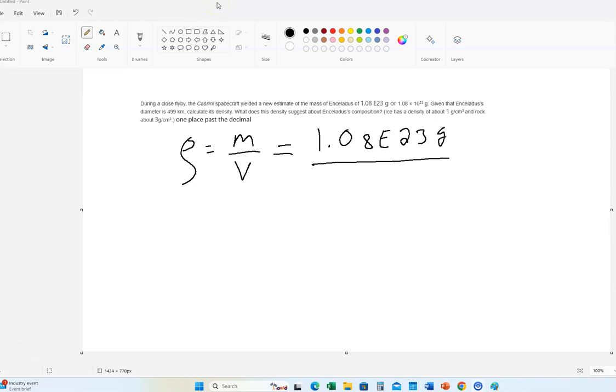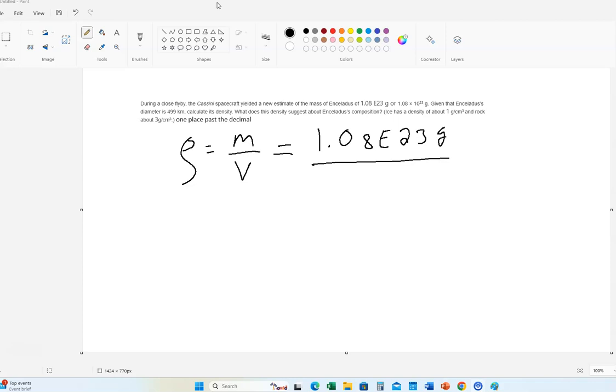All right, this is problem number 8 from our sample problems to get ready for test 3. It says during a close flyby, the Cassini spacecraft yielded some new estimates of the mass of Enceladus. Remember, Enceladus is one of the moons of Saturn, to be 1.08 times 10 to the 23rd grams. Given that Enceladus has a diameter of 499 kilometers, calculate the density. What does this density suggest about Enceladus's composition?